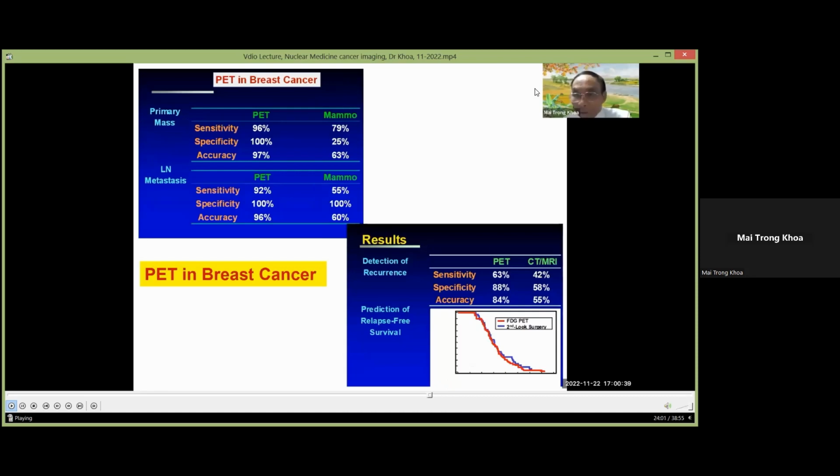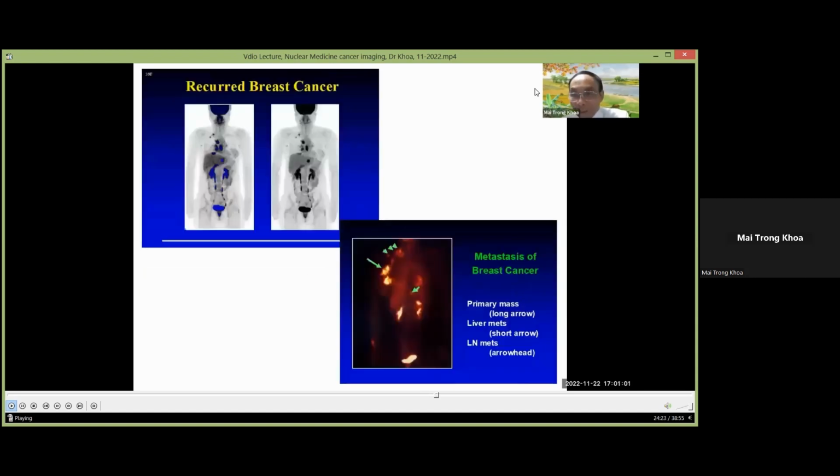And for breast cancer, PET has a much higher sensitivity and specificity than mammography, as well as CT and MRI, in detecting primary tumor and metastatic lesions. You can see here. And this is a PET-CT image of a patient with recurrent metastatic breast cancer after treatment, with many metastatic lymph nodes. You can see here.